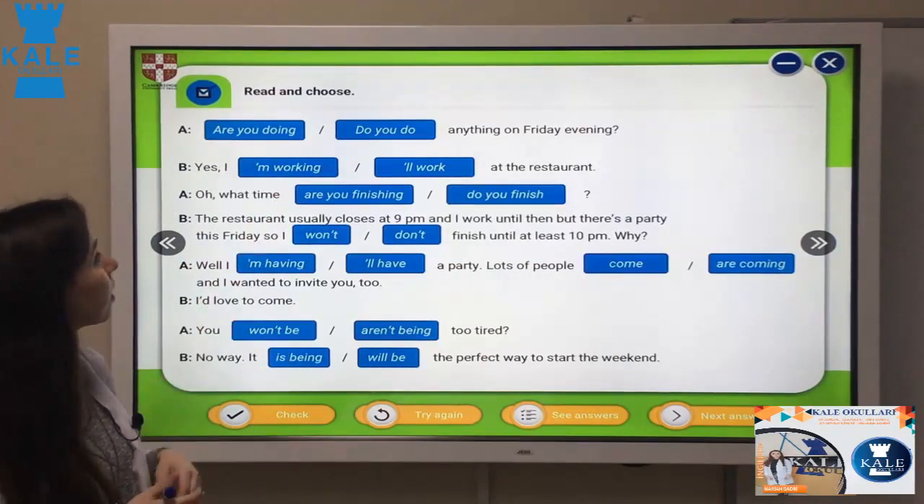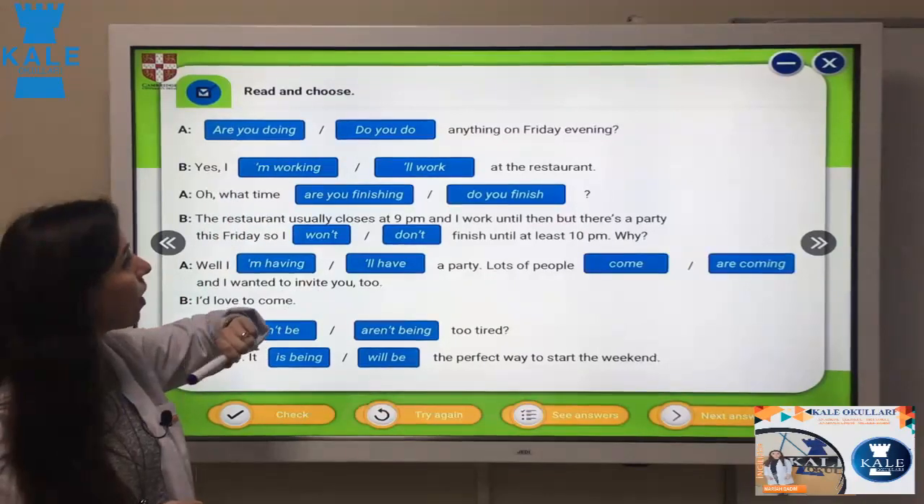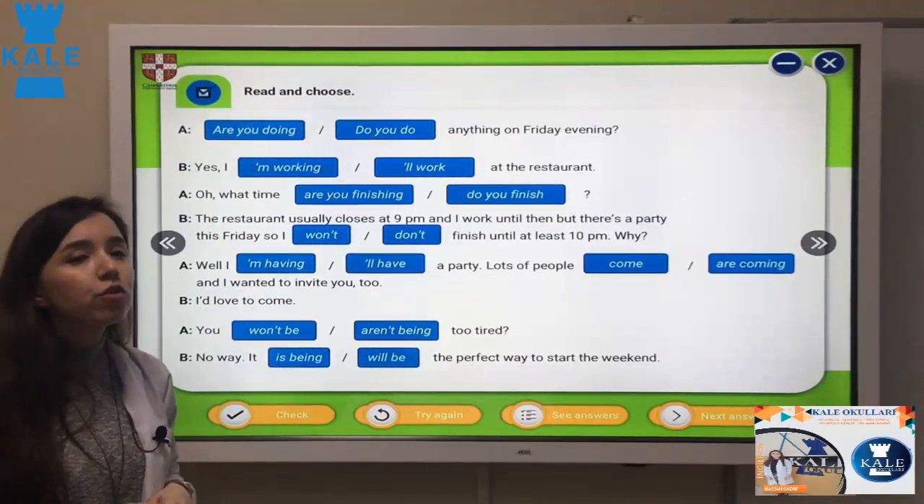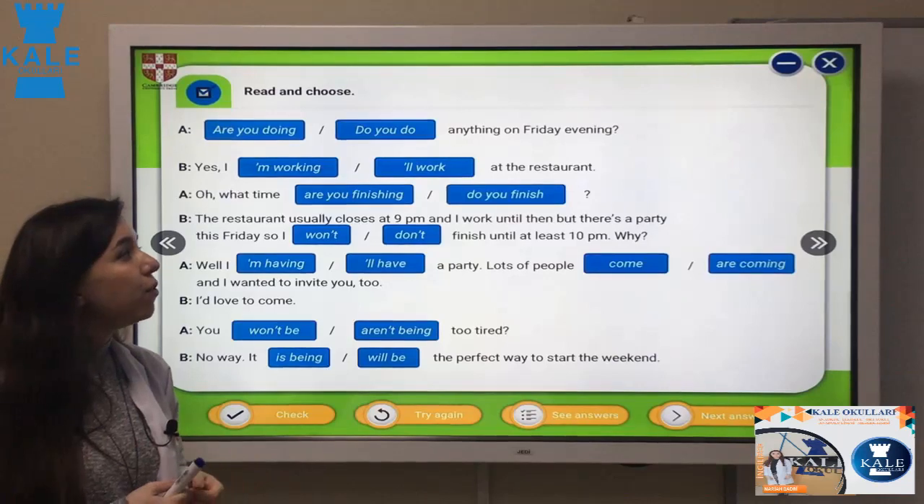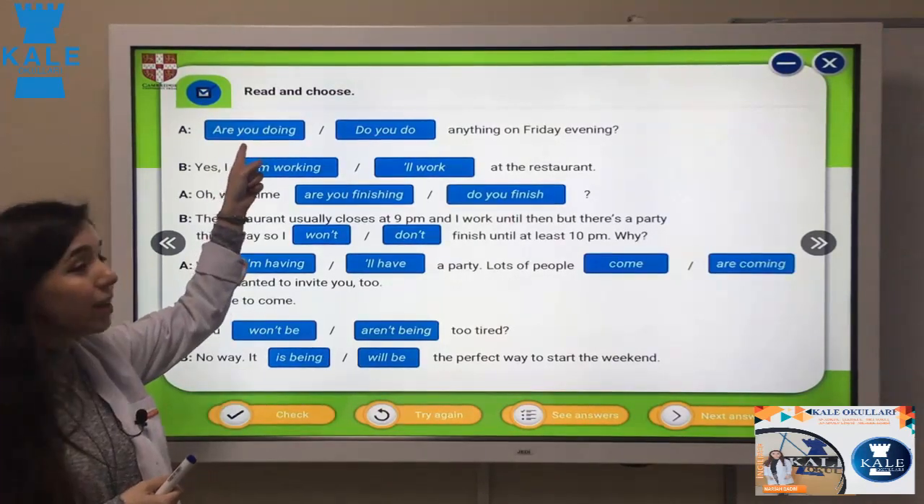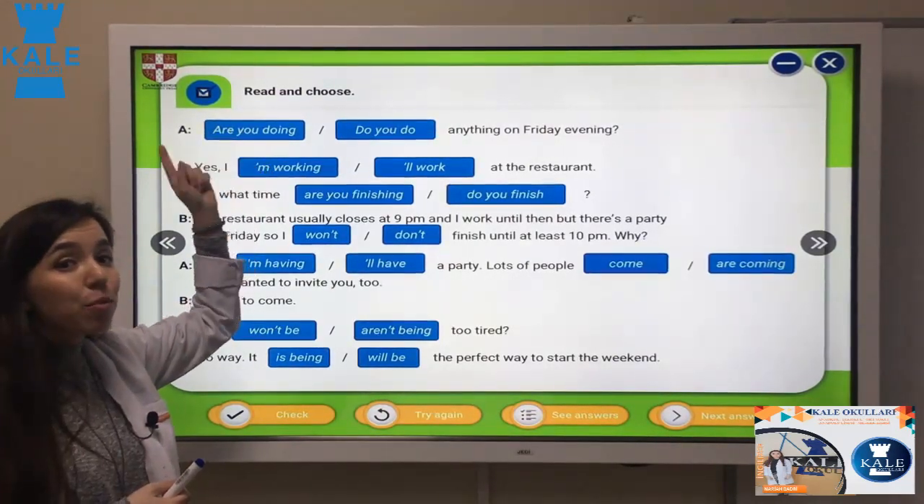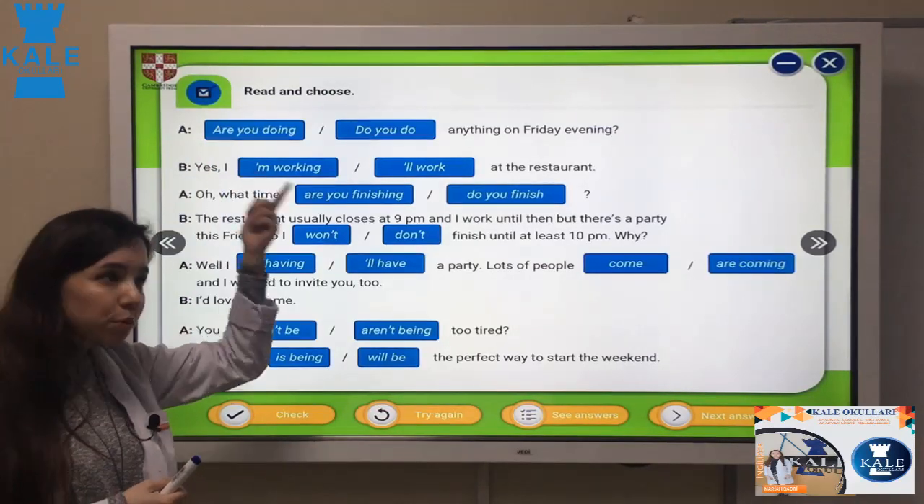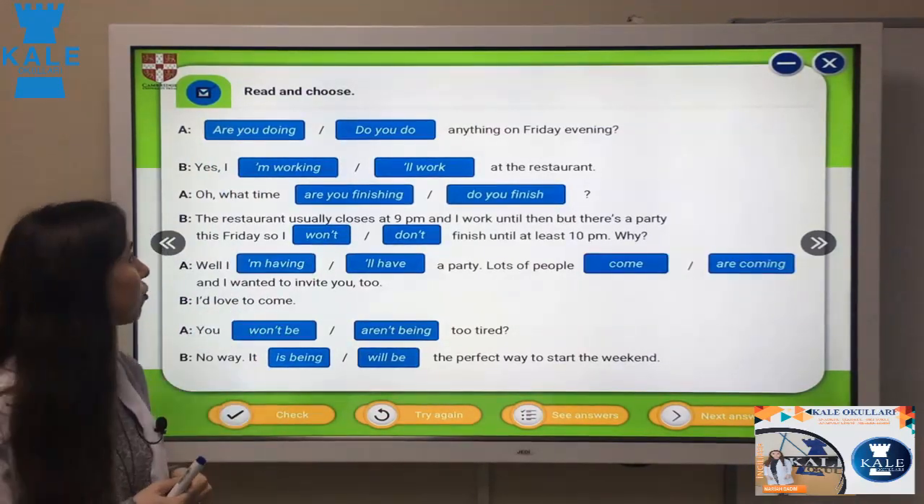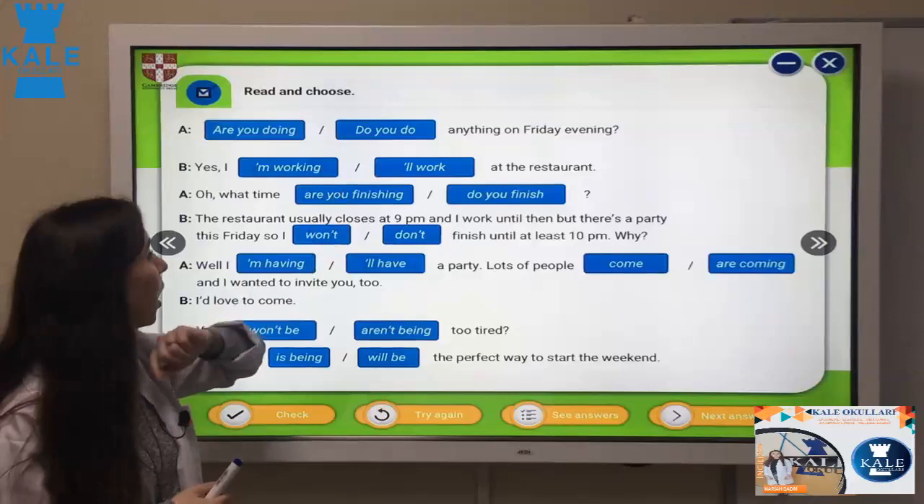So look at here. Are you doing anything on Friday evening, or do you do? Which one do you think? Friday evening. We are going to... are you doing? It is, what is it? It's present continuous. So we use present continuous again for arrangement. Or yes, I'm working, I will work.